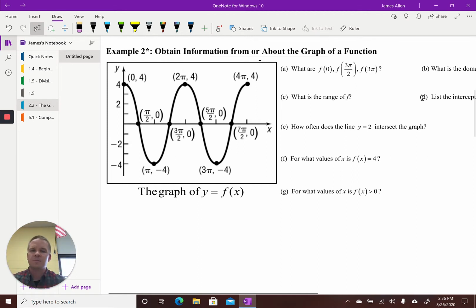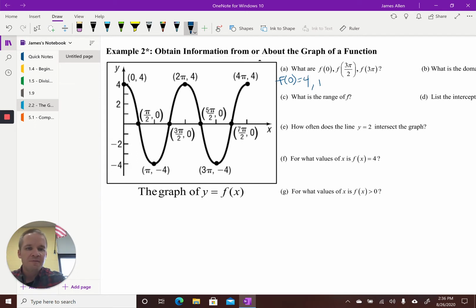So we're just finding the values based on the graph. All right, we're going to do a bunch of different exercises with this, it looks like. So f of 0. So if I plugged 0 in for x, that means I'm at this area. What's my y value? 4. So f of 0 is equal to 4.